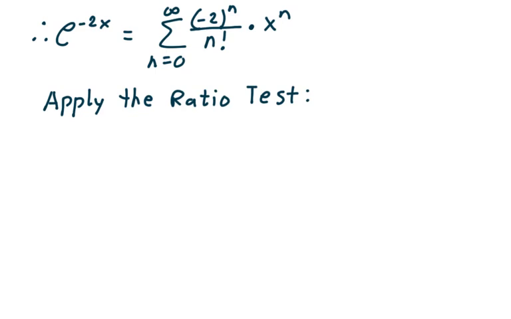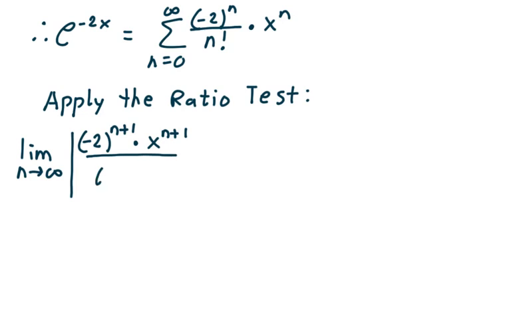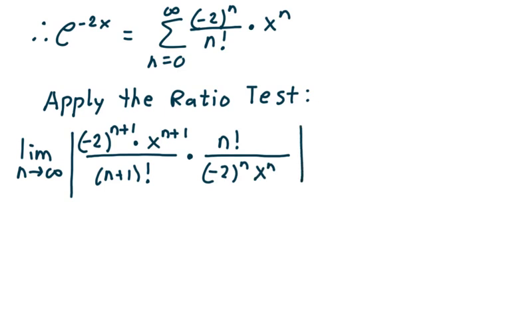And it's a quick application, right? So in other words, we're going to take the limit as n goes to infinity of the absolute value of negative 2 to the n plus 1 times x to the n plus 1 divided by n plus 1 factorial, right? And then I'm going to multiply by n factorial divided by negative 2 to the n, x to the n.